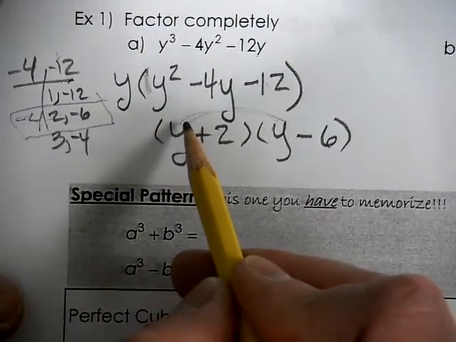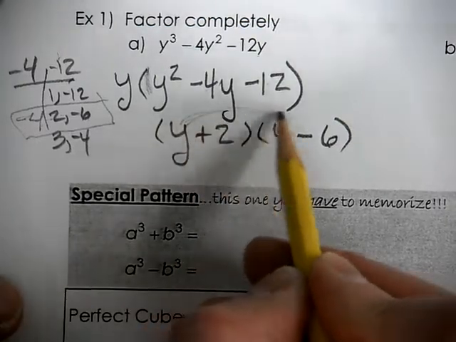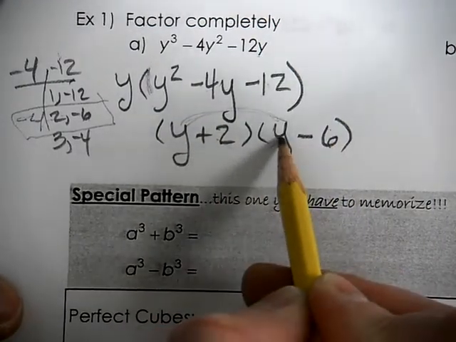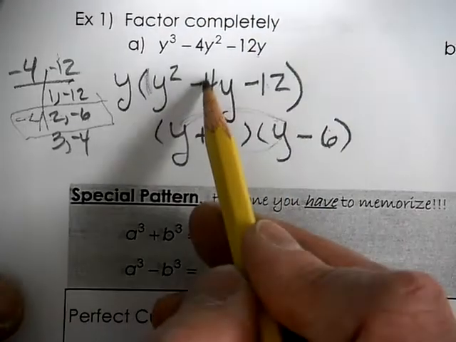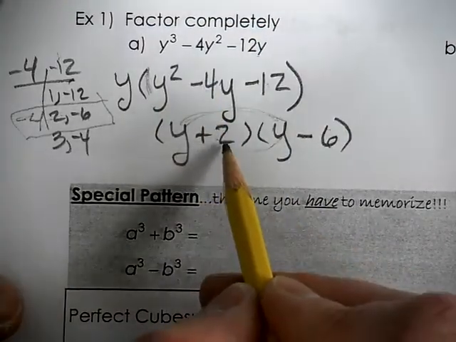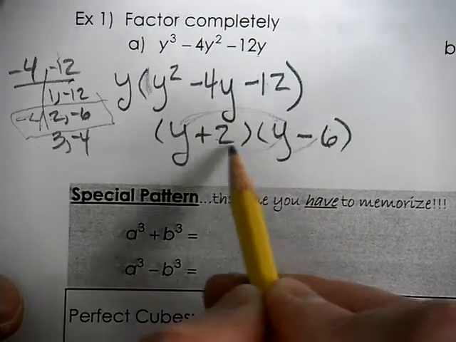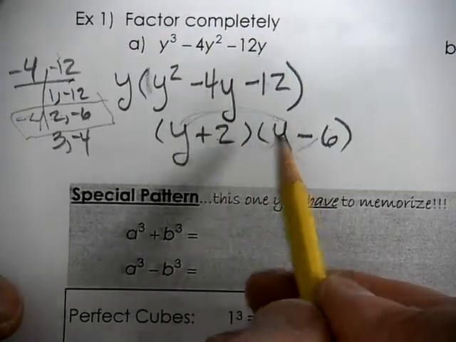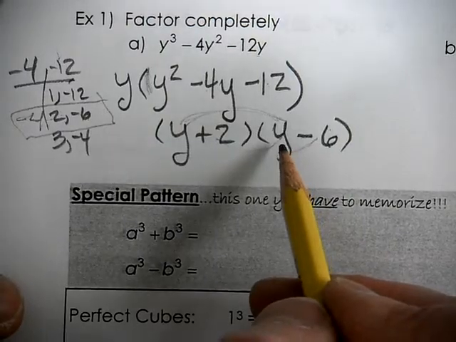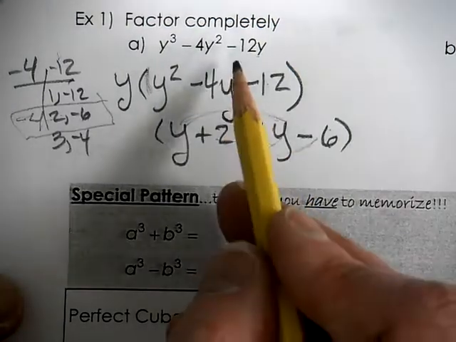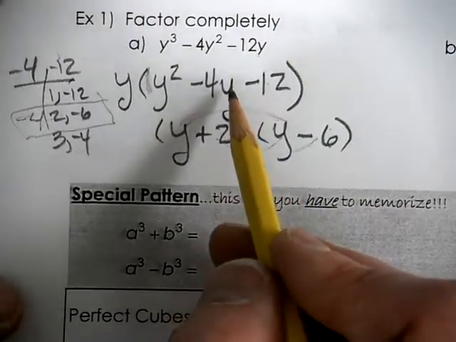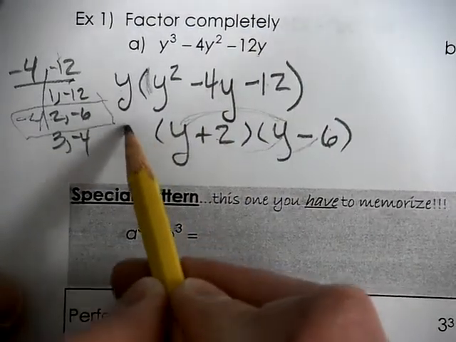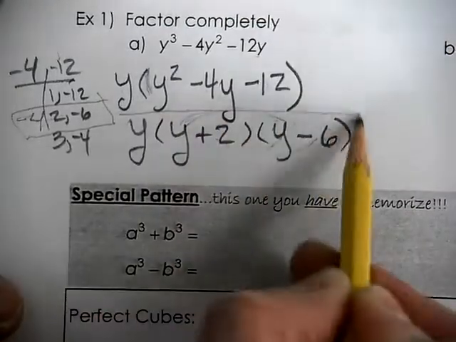You can test the rest of it by saying y times negative 6 and 2 times y. That adds together to be negative 4. And 2 times negative 6 makes negative 12. You can always check every single one of your factoring answers to see if it works for your question. Don't forget to write your GCF in front of the final answer.